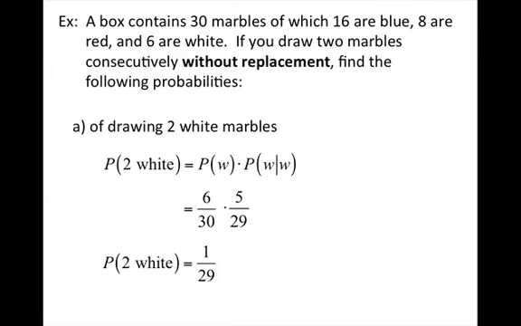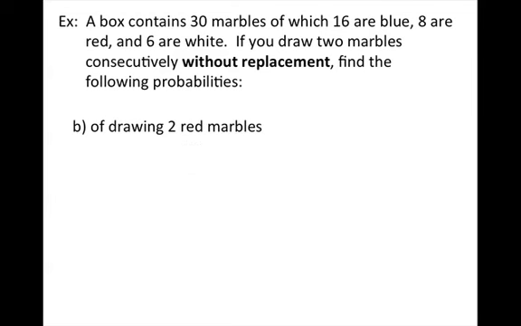Now let's look at the probability of drawing 2 red marbles. Well, that's the probability that the first one is red times the probability that the second one is red given that the first one was red. In my box there are 8 red marbles. So for the first draw, I have 8 chances of drawing a red marble out of 30 total. So the probability that the first marble is red is 8 out of 30.